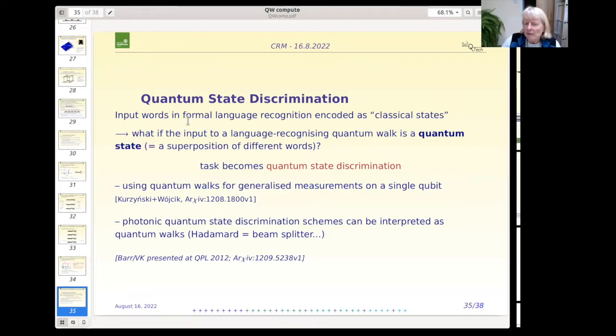So input words in formal language recognition are encoded classical states, right? What if the input to a language recognizing quantum walk is a quantum state? The task then becomes quantum state discrimination. And you can use quantum walks for this and for generalized measurements. Photonic quantum state discrimination schemes that go back to 2000 can be interpreted as quantum walks, because Hadamards and beam splitters are basically the same operation.